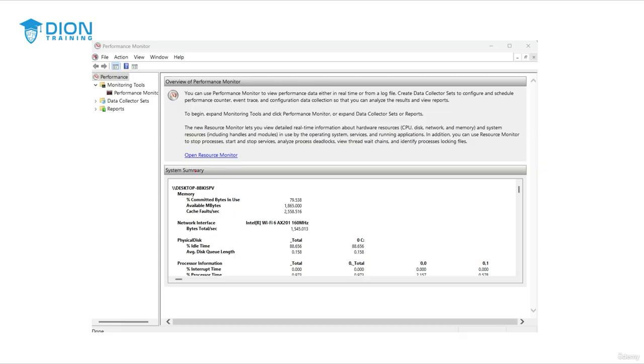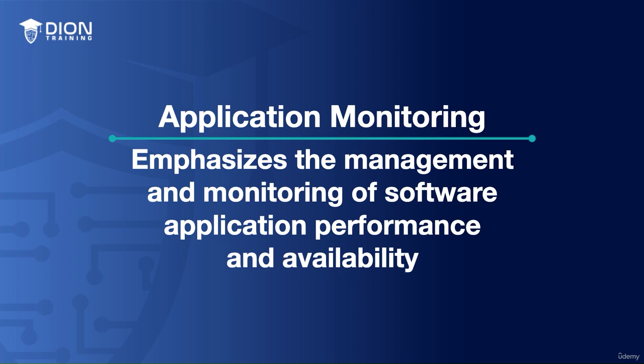Now, if you're a Windows user on your desktop or laptop, you can also see the same kind of system monitoring on your own individualized system by using the Performance Monitor. By using the Performance Monitor on your Windows system, you're going to be able to see how much CPU utilization is occurring, how much memory is being used, how much storage is being used, and other key metrics about your system's overall performance. Second, we need to talk about application monitoring.